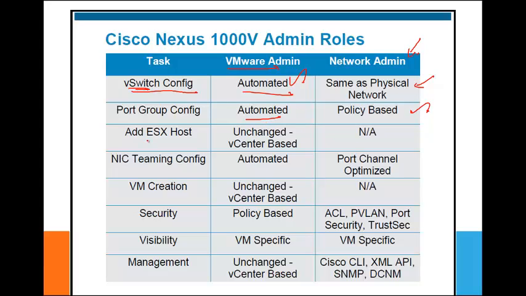Adding an ESXi host, anyway it has to be done by vCenter. We cannot add it from Nexus 1000V, because Nexus itself is software. It works along with the Nexus VDS, Virtual Distribution Switch. We'll talk about VDS later, it's coming. So it is created only on vCenter. Adding a host means adding an ESXi host, a physical box, to the cluster.